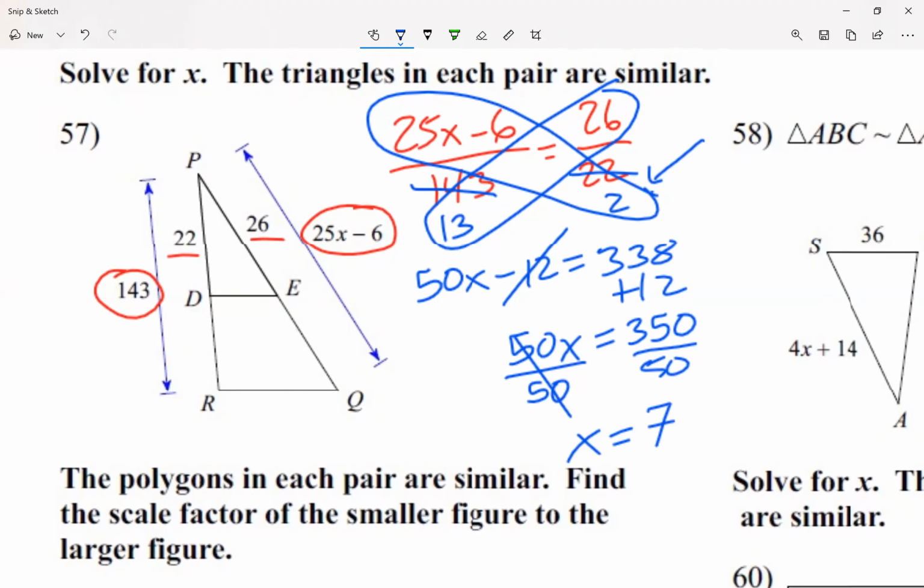Again, I simplify at the beginning because I didn't want to deal with big numbers. Now, if you're not afraid of big numbers because you have a calculator, go ahead. Keep the big numbers. You don't have to simplify.